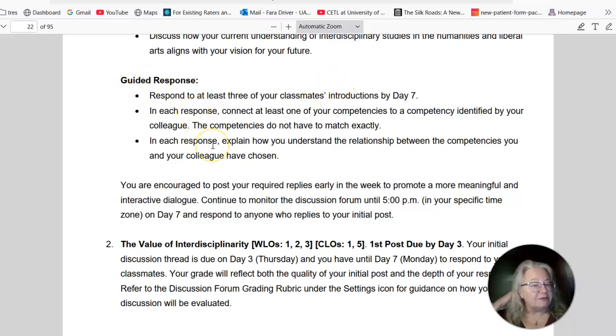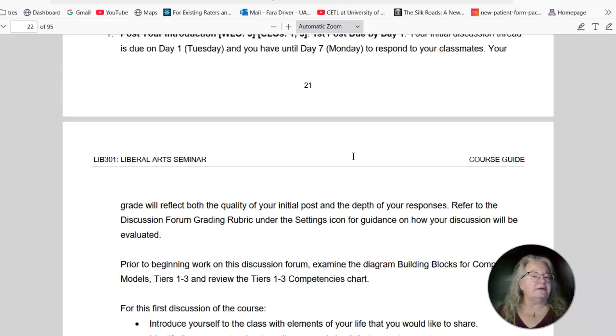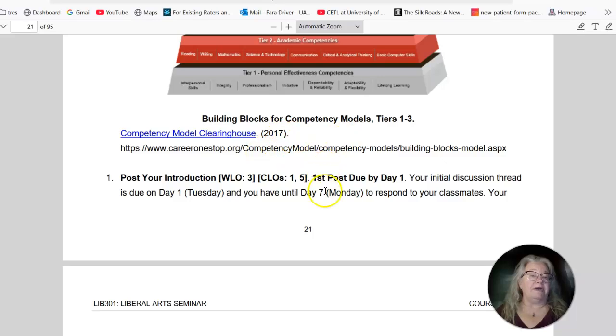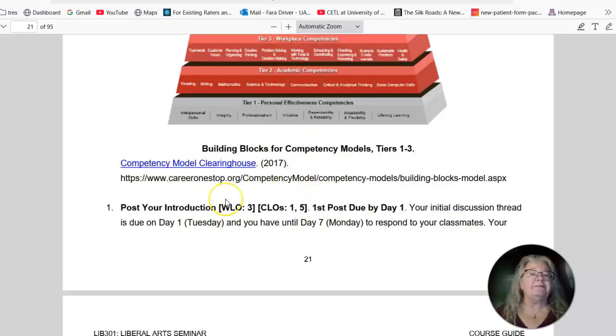Then you're going to respond to 3 of your classmates, and in each one of those, these are what are called guided responses. You'll have specific things you have to do in them. In each response, connect at least one of your competencies to a competency identified by your colleague. They do not have to match exactly. And then in each response, explain how you understand the relationship between the competencies you and your colleagues have chosen. So this again is due on day 1. Well, the top post is. You may do the 3 responses up until day 7, which will be next Monday.